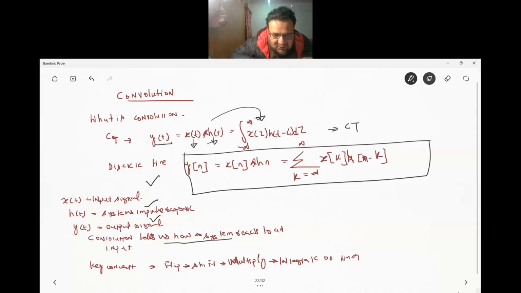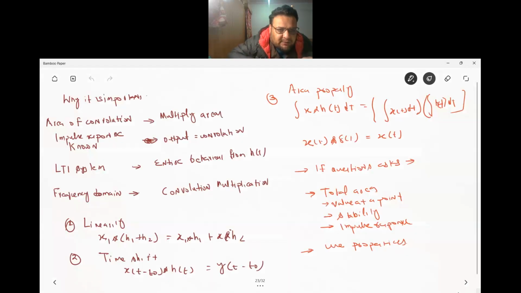Convolution tells us how the system reacts to an input, basically. The key concept, as I told you: flip the signal, shift it, multiply, integrate. If it's discrete, then sum it. What is important is that the area of the convolution basically multiplies the areas. If the impulse response is known, the output is the convolution. For an LTI system, the entire behavior can be characterized from the system's impulse response.